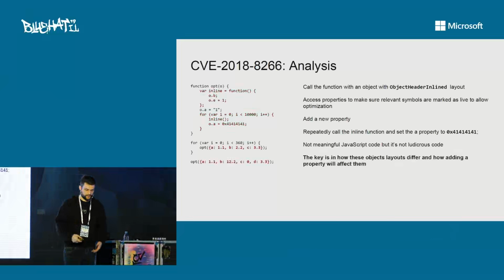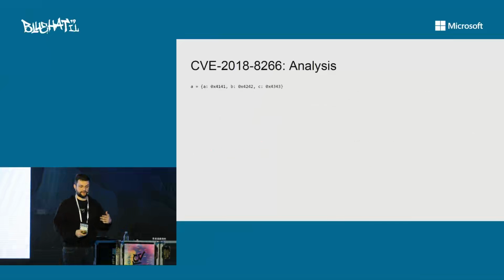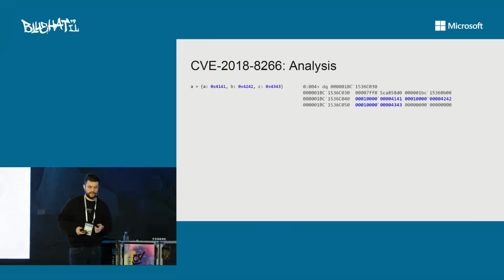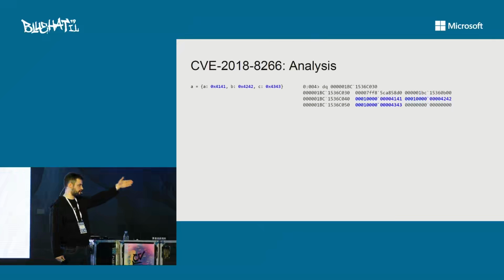So why do we have a bug? Basically, why do we have a crash? Well, the key is in how these two objects differ and how they will behave when you add property E to it. To highlight that, I have here an object which is similar to the one I passed to the function when I optimized it, an object with 3 properties, a scalar object. And if you look in memory at how it looks, you see that you have the properties stored directly in the object, so you can find the value in blue.